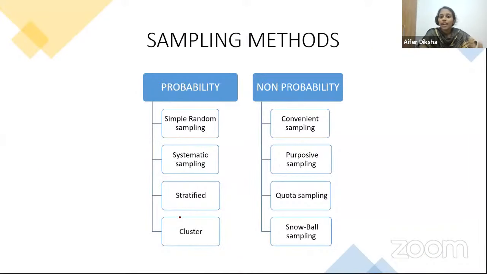Now, we have different sampling methods in our research. It can be categorized into two types, such as probability sampling and non-probability sampling. Under probability sampling, we have simple random sampling, systematic sampling, stratified sampling, as well as cluster sampling. In non-probability sampling, we have convenient sampling, purposive sampling, quota sampling, and snowball sampling.